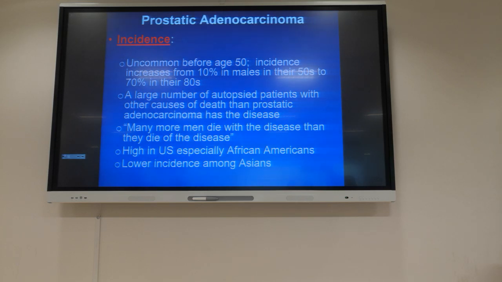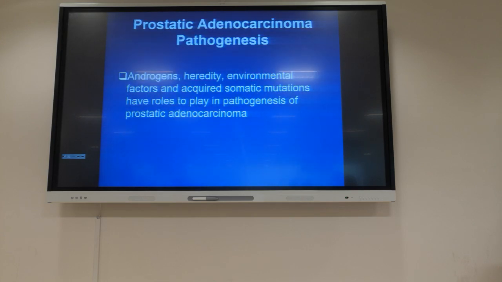It is high in the U.S., especially in African Americans. I told you the white race is usually a protective factor, and there is lower incidence among Asians. Okay, now you can see that race is going to be also part of the pathogenesis of prostatic adenocarcinoma. We can see that there are certain genetic loci for both African Americans and whites in the U.S. that are correlated with the development of prostatic adenocarcinoma.